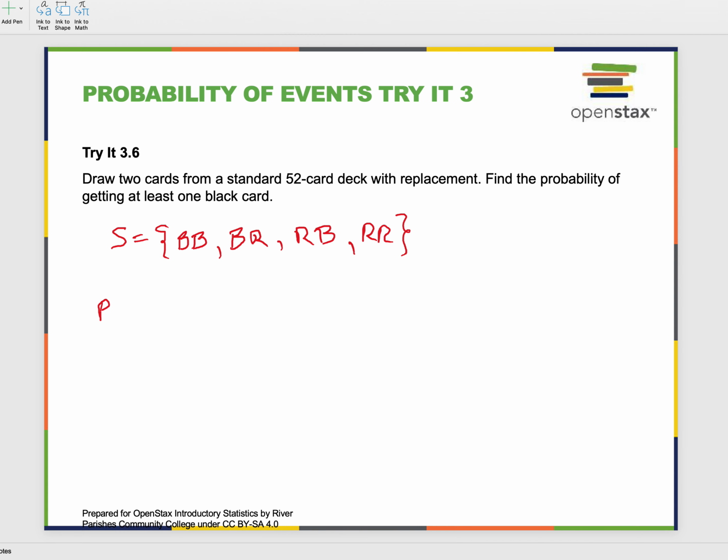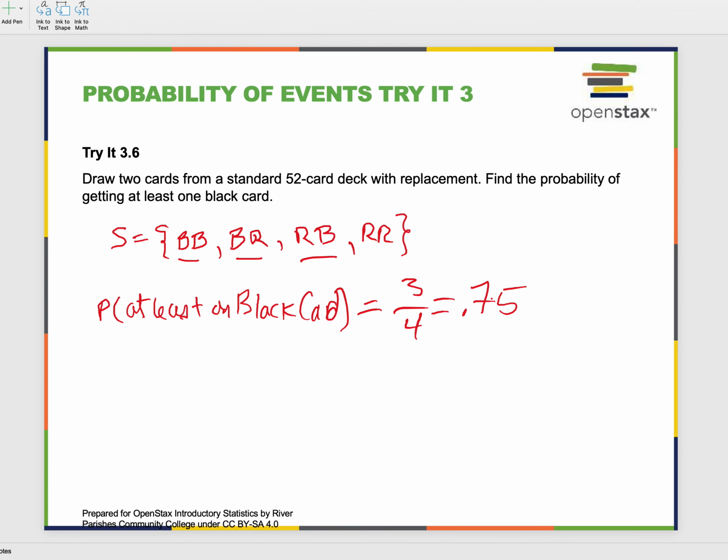So the probability of getting what here? At least 1 black card. Well, how many ways can I do that? There's 2 black cards. That's at least 1. That's at least 1. That's at least 1. So I'm going to get 3 out of 4. Or I'm going to get 0.75, which is also 75%.